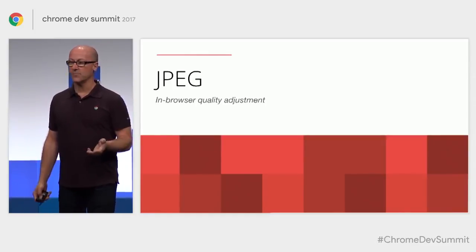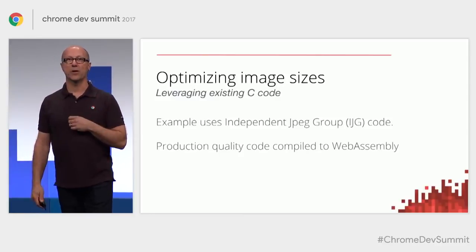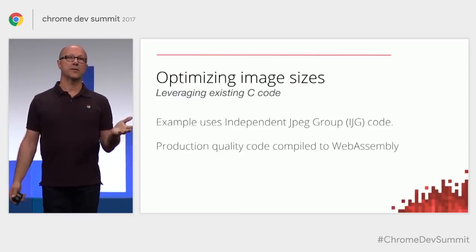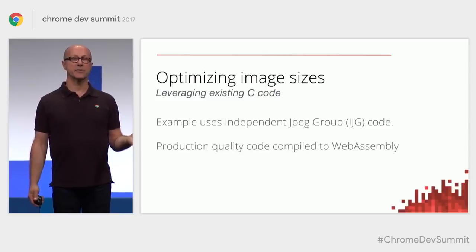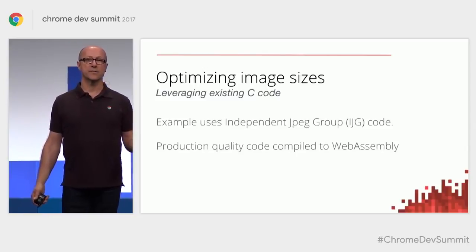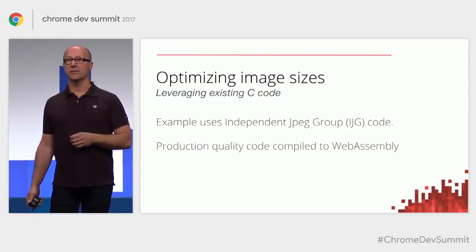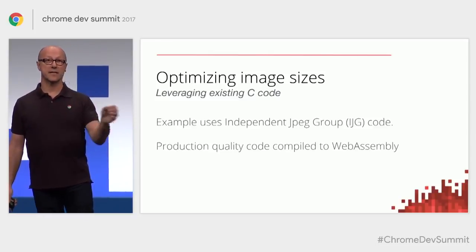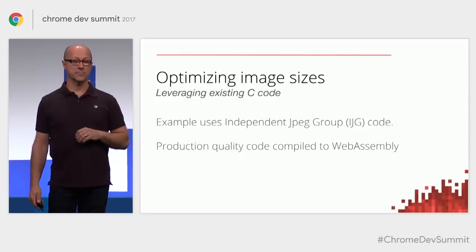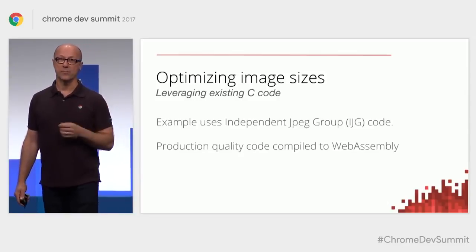So what I did was I took the Independent JPEG Group codec. So this is code that is in a lot of production applications. It's probably 20 years old by now. So it's had many, many years of debugging. It's rock solid. It ships in production. In fact, a derivative of it is inside Blink to decode JPEG images. But we don't have a JPEG encoder in Blink, right?